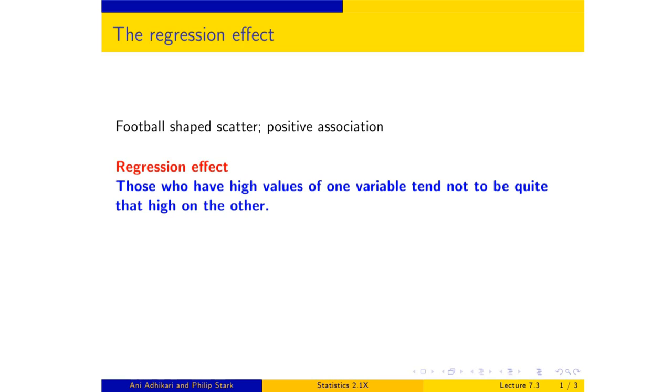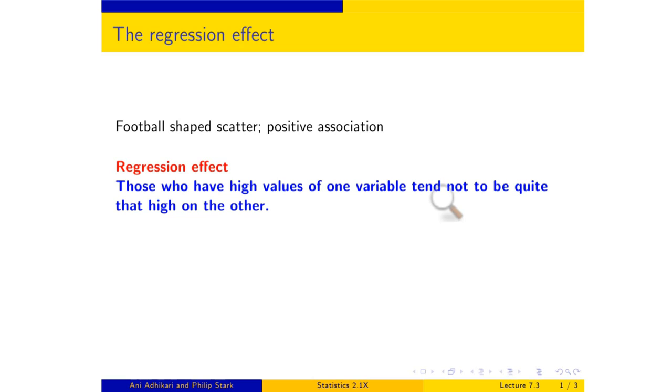Those who have high values of one variable tend to be not quite as high on the other. The key here is tend. In general, they're not quite as high. On average, they're not quite as high. Of course, some people will be very high in both. But on average, they're a little bit less high on the second variable than on the first.